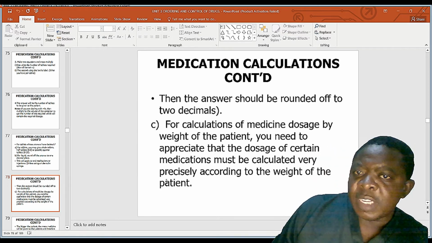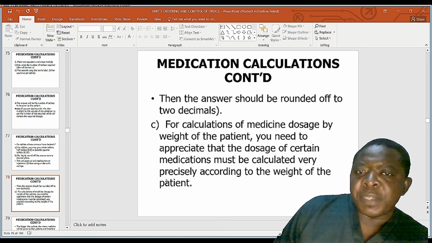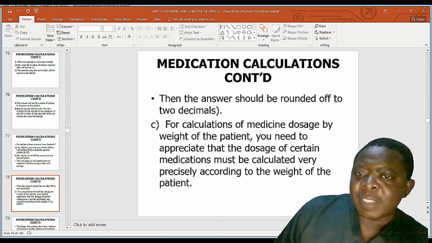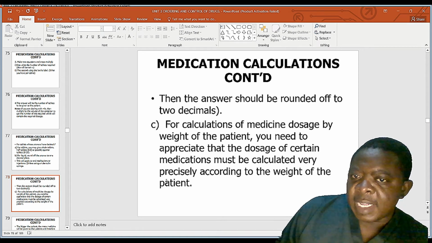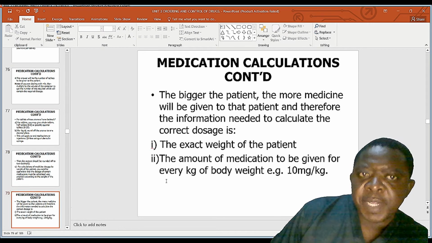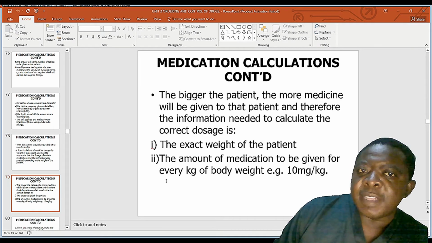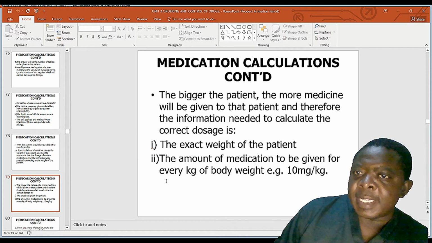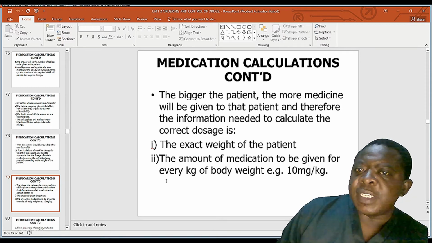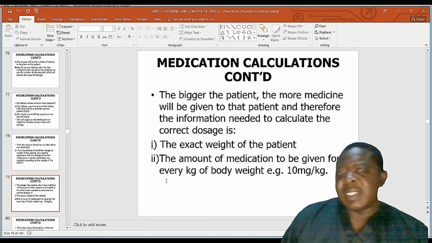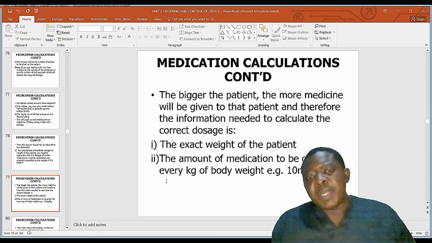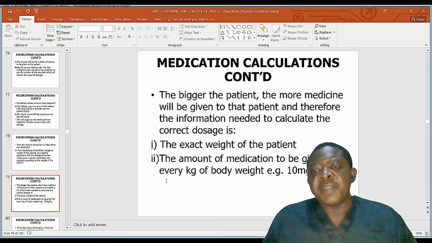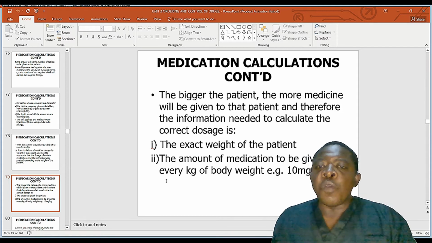For calculation of dosages by weight of the patient, you need to appreciate that the dosage of certain medication must be calculated very precisely according to the weight of the patient. The bigger the patient, the more medicine will be given to that patient, and therefore the dosage needs to be calculated correctly. You need the exact weight of the patient and then the amount of medication to be given for every kg of body weight.